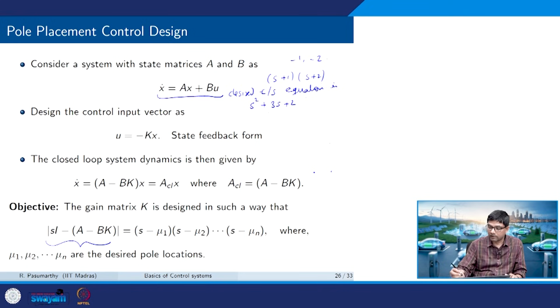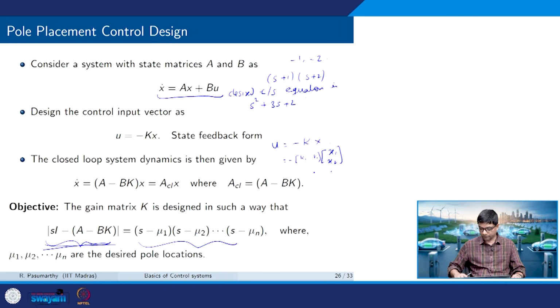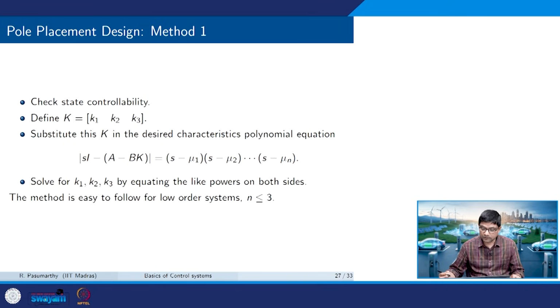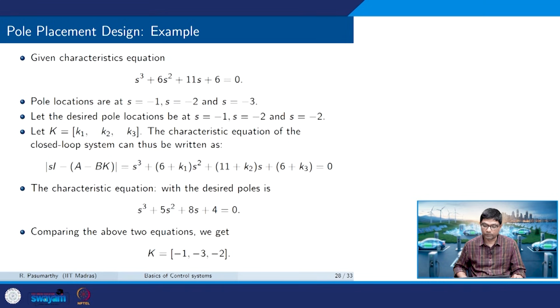And u, if it is a two state space system, will be of the form minus Kx, where x is x1, x2, and K will be k1, k2 multiplying x1, x2. Now, can I find an appropriate K which will solve this? I have a polynomial on the right, I match it with the polynomial on the left and find the unknowns. Okay, as a simple example, we will just do a very simple method of matching both sides of the polynomial.